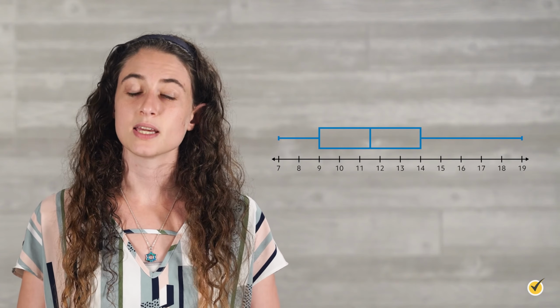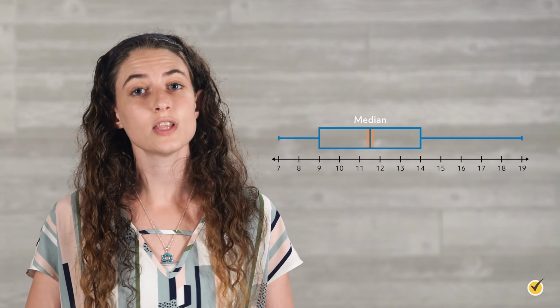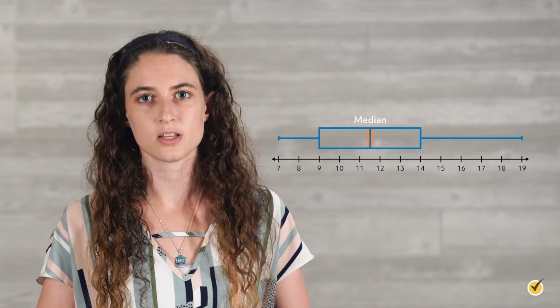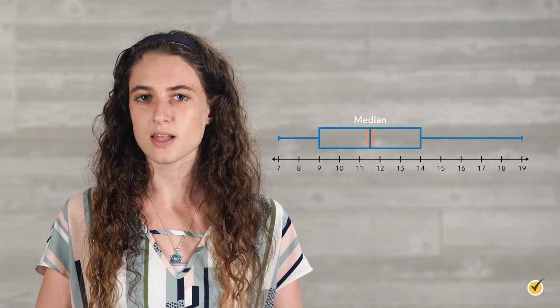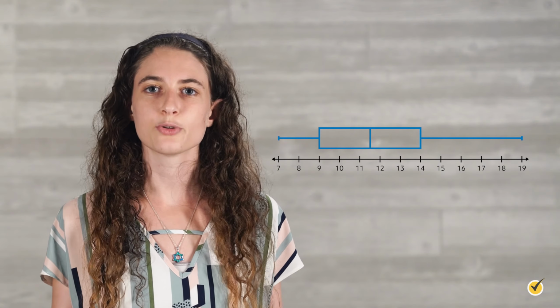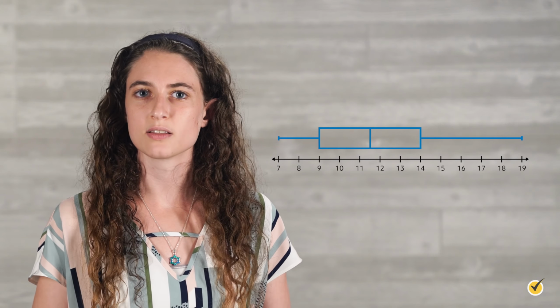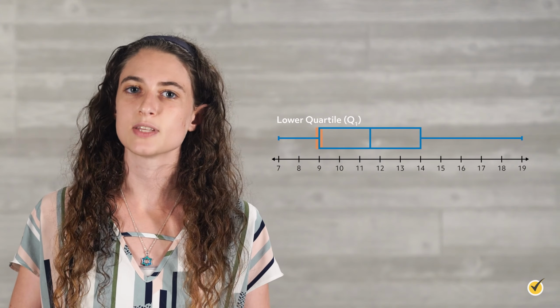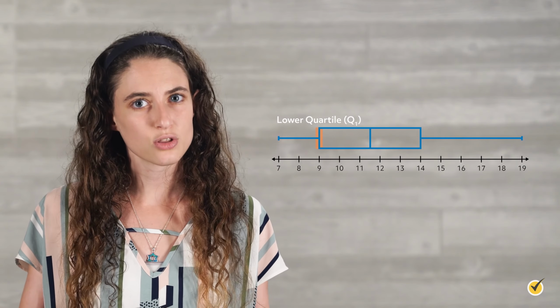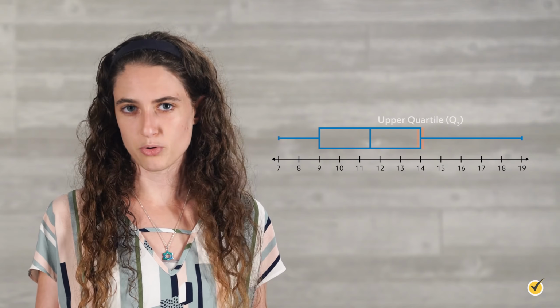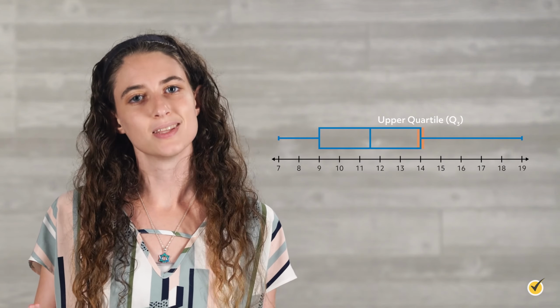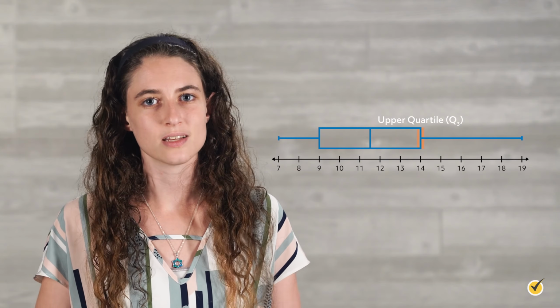Next, let's identify the median. The median is shown as a vertical line inside the box. In this case, the line intersects the box between 11 and 12. Therefore, the median is 11.5. From here, we can identify the lower and upper quartiles. The lower quartile Q1 is shown as a vertical line forming the left side of the box. In this case, the lower quartile is 9. The upper quartile Q3 is shown as a vertical line forming the right side of the box. In this case, the upper quartile is equal to 14.